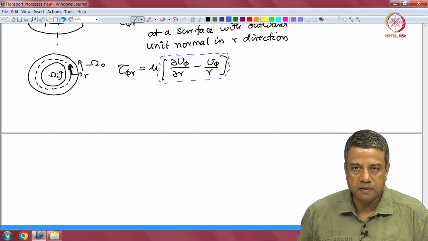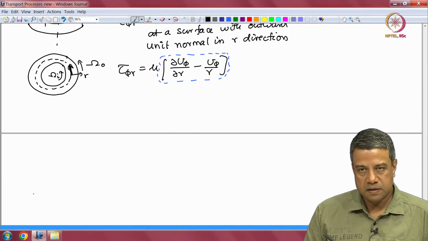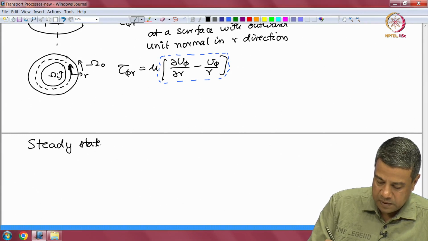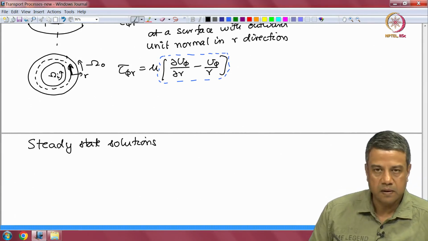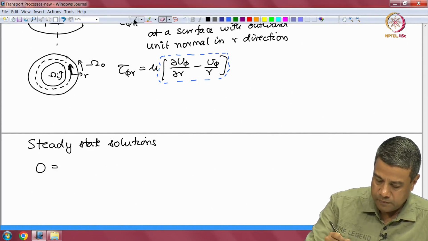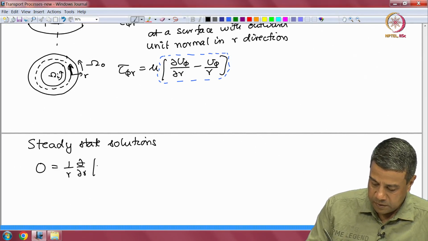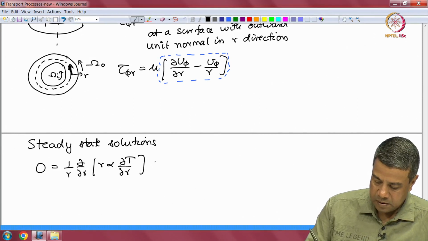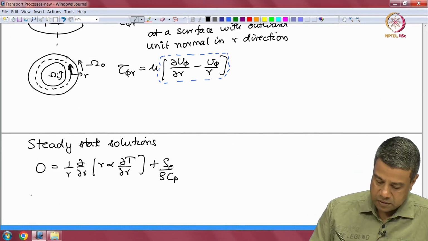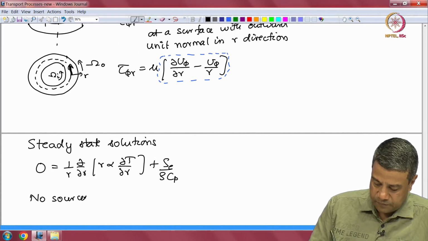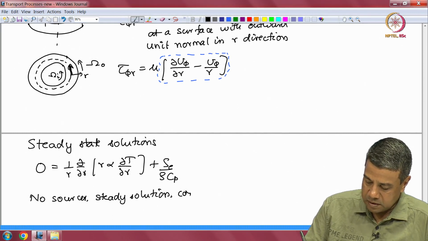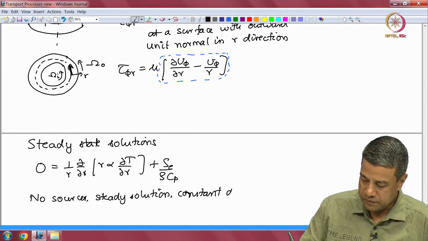So, now that we have got the equations, we can proceed to look at steady state solutions. No variation in time. So, 0 is equal to minus of r alpha partial t by partial r plus energy source by rho Cp. And if there are also no sources, steady solution, constant diffusivity.